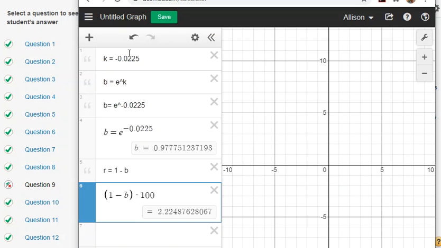So we knew that the continuous decay rate was 2.25% decay rate. Moving that over twice, it's a decay, it's negative by 2.25%. Then the annual decay rate is, instead of 2.25, it's 2.22% decay.